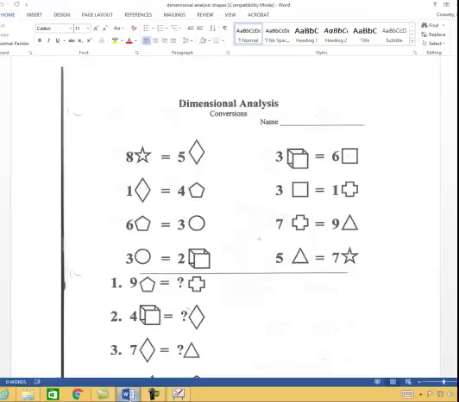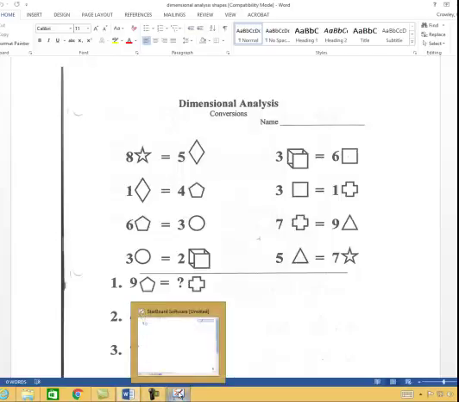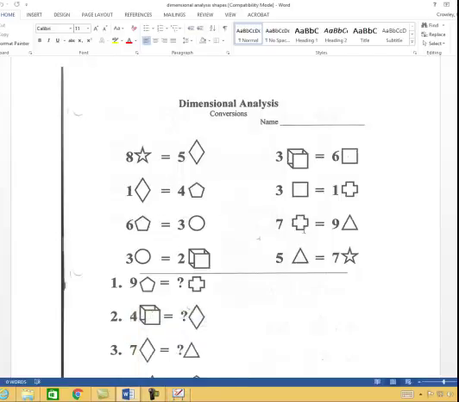So problem number 1 wants you to start with 9 pentagons, and we're going to figure out how many plus signs that is equivalent to. So we have to come up to the top right here to find a conversion factor that has pentagons. And as you can see, there's actually 2. So you have this guy right here, 4 pentagons is equal to 1 diamond, and down here you see 6 pentagons is equal to 3 circles.